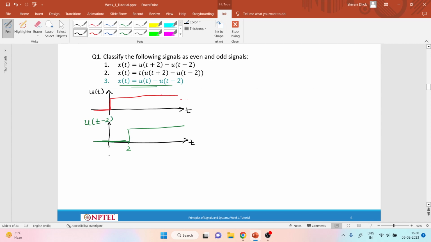And what will be your x of t? Your x of t will be a pulse kind of thing that will be non-zero from 0 to 2, that is, it will take the value 1 from 0 to 2.